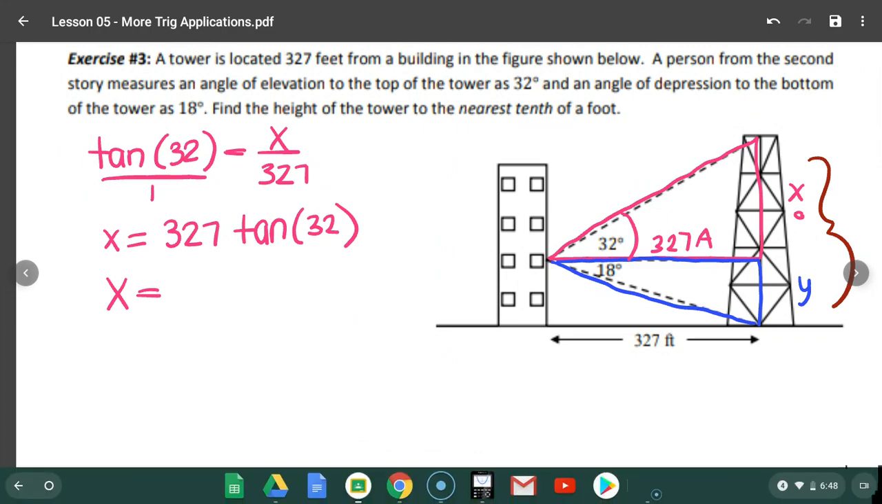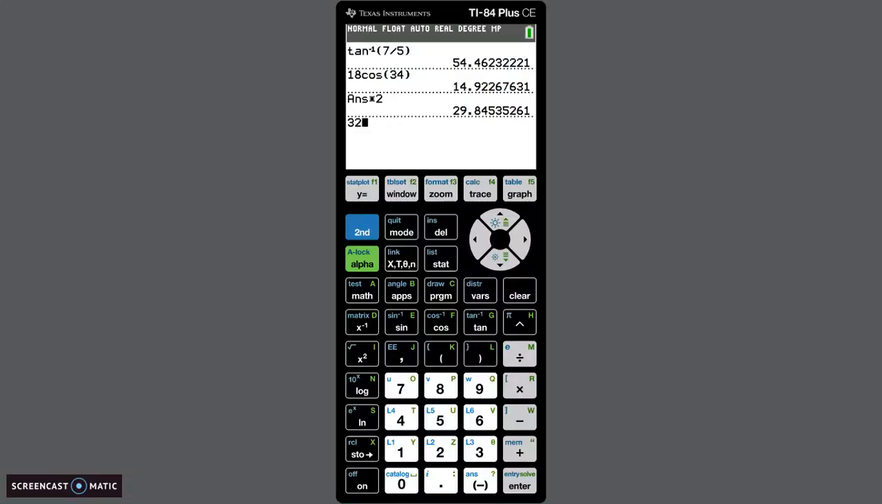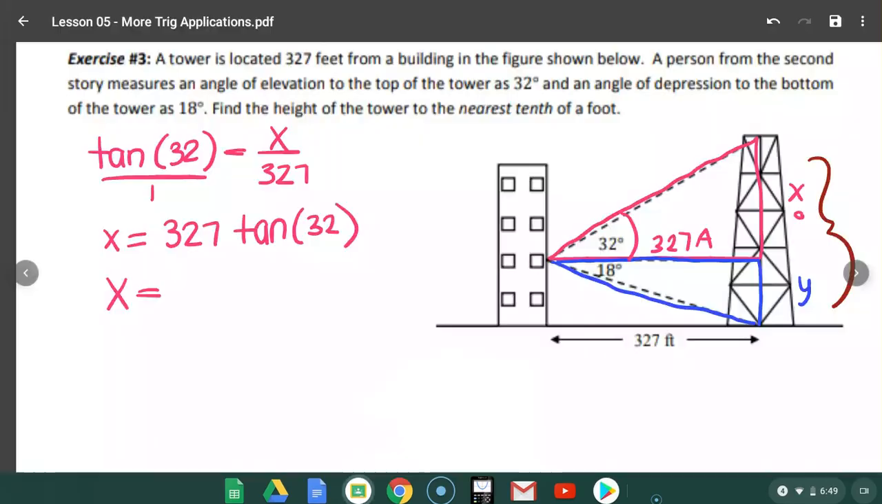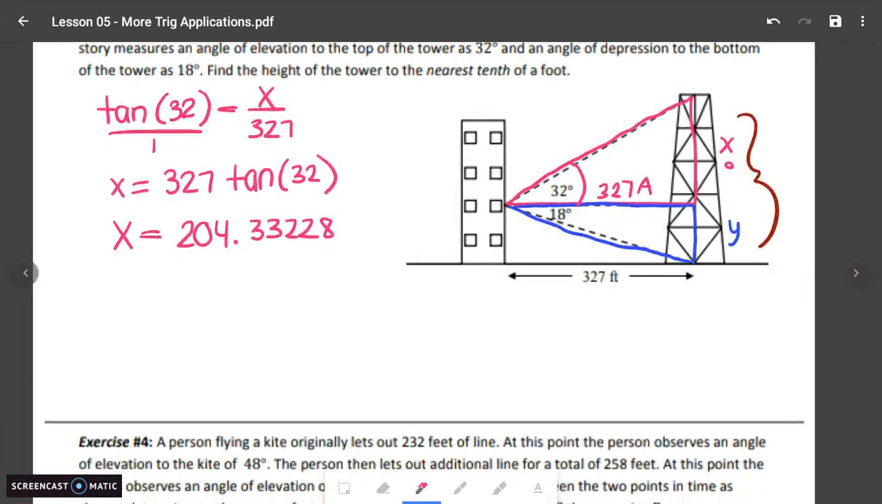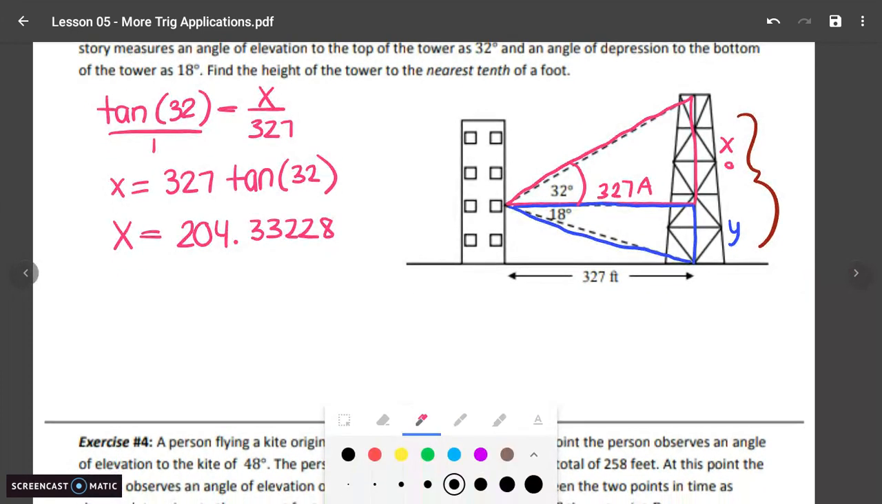Now when I plug that into the calculator, 327 tangent of 32, I get 204.3322781. So that's our first piece there.